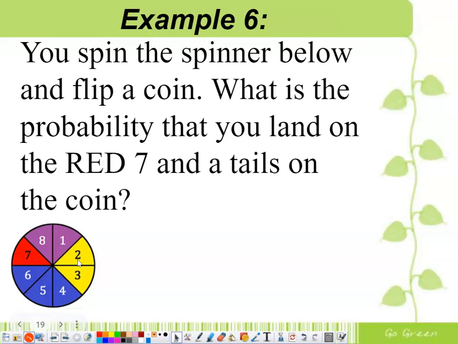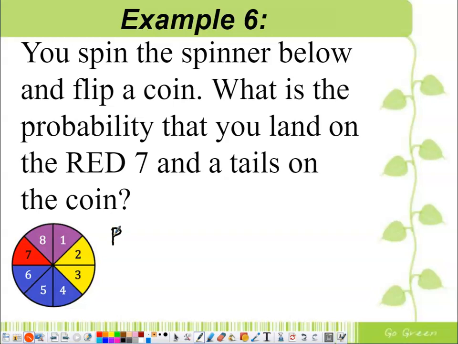Example 6, you spin the spinner below and flip a coin. What is the probability that you land on the red 7 and get tails on the coin? So the notation, probability that we get a red 7, and then we also get a tails. That's just equal to the probability of getting that red 7 times the probability of getting a tails.